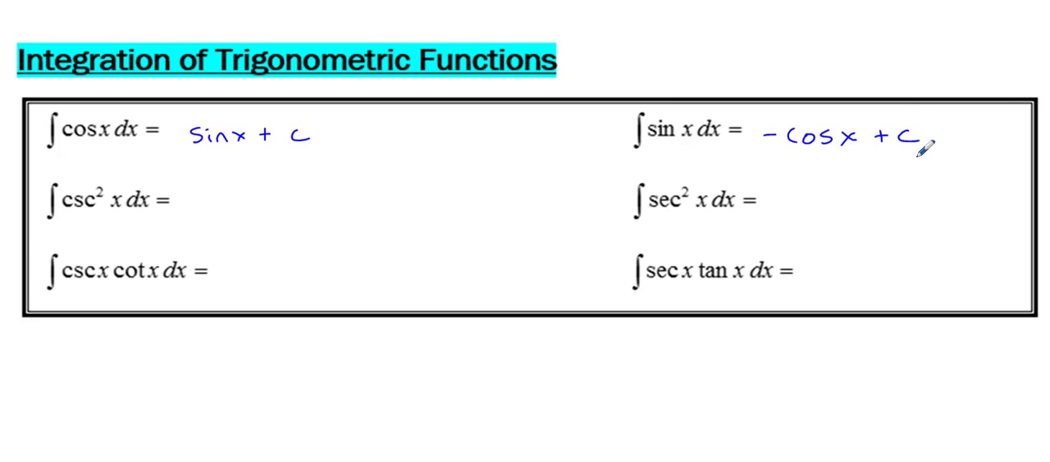All right, which one's next? Let's do secant squared. Whose derivative is secant squared? Tangent. Take the derivative of tangent. What do you get? Secant squared. Okay, how about cosecant squared?